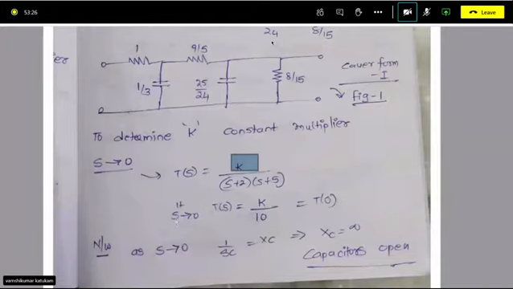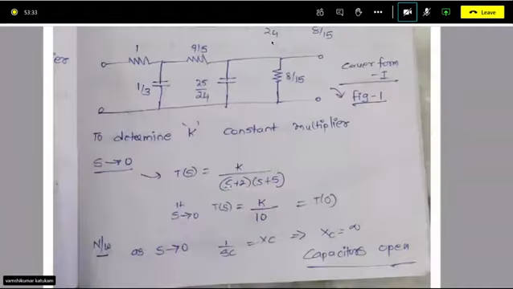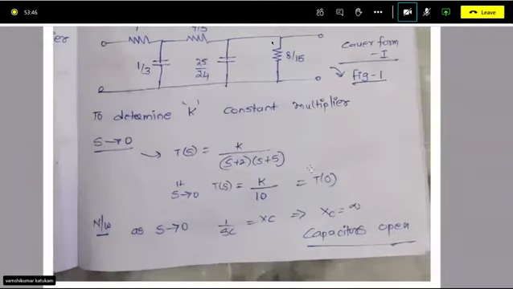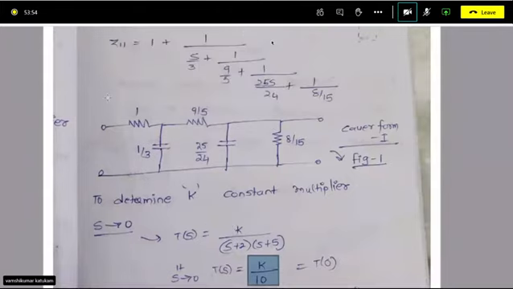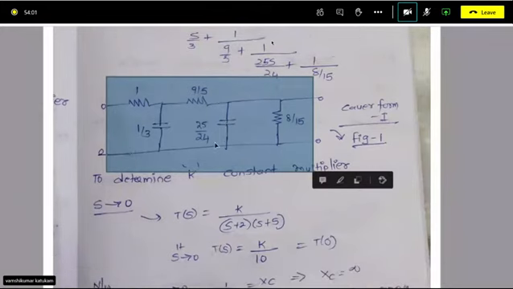If you take S equal to 0, this was your given transfer function, now T of S will become K by 10. So T of 0 is K by 10, obtained from the transfer function. And similarly, for the network we have synthesized from K form 1, apply the same condition at S equal to 0.